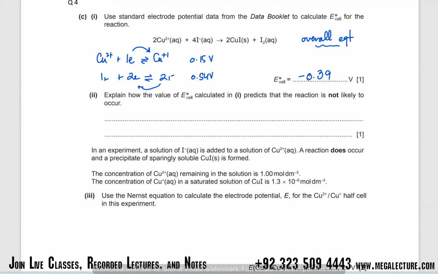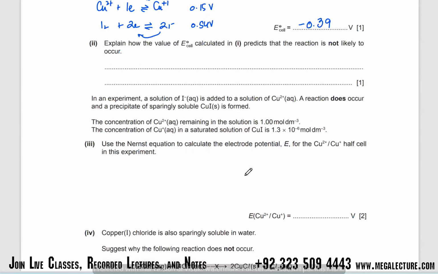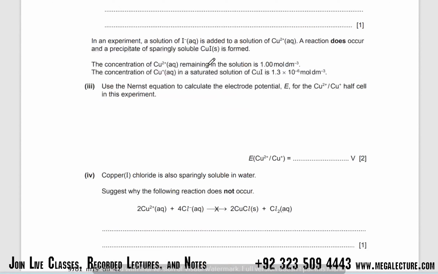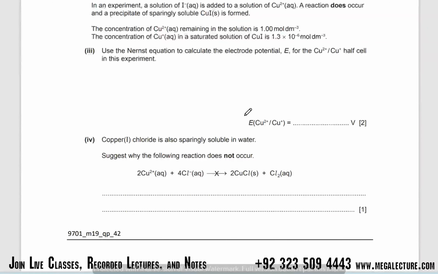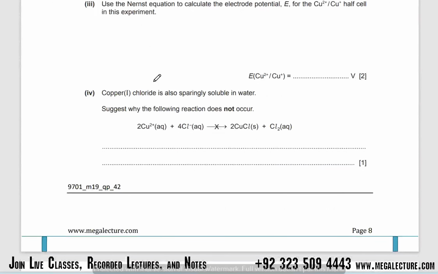So explain how the value of E naught cell predicts the reaction. It's a negative. That's what predicts the reaction is not going to happen. Now, similarly, you've got the Nernst equation. OK, that's also not in your course. Now you're saying copper 1 chloride is also sparingly soluble in water.